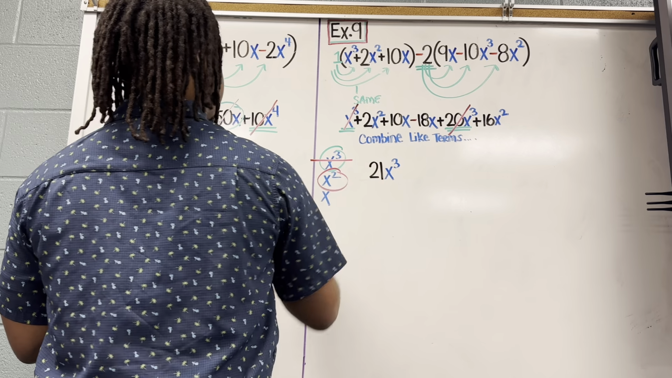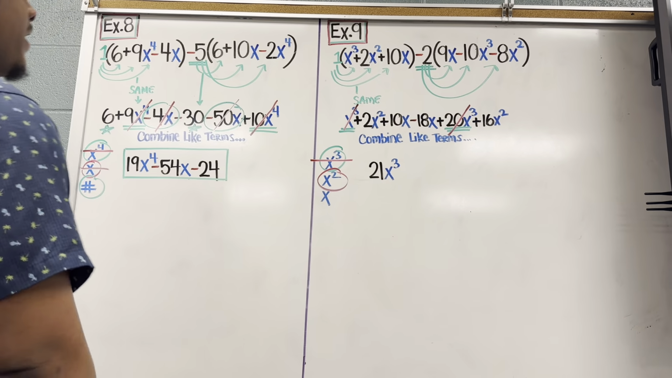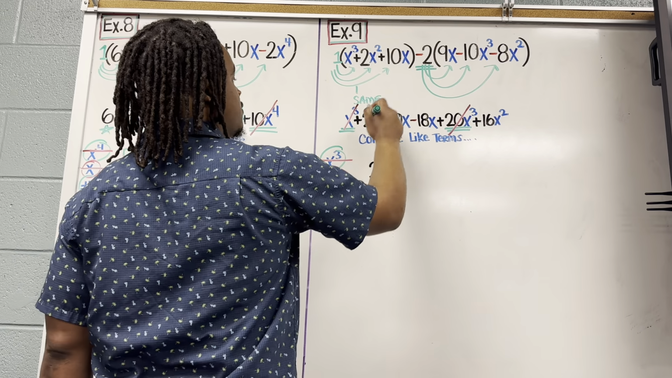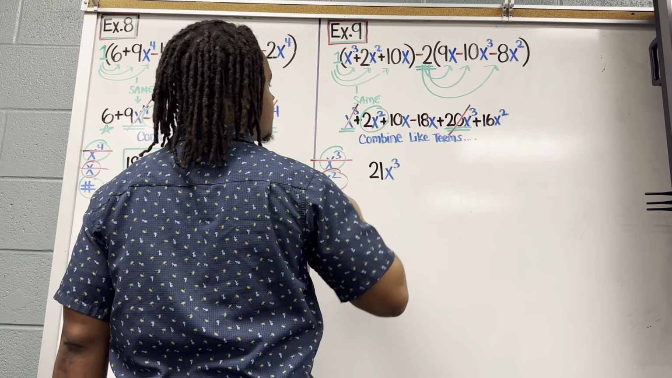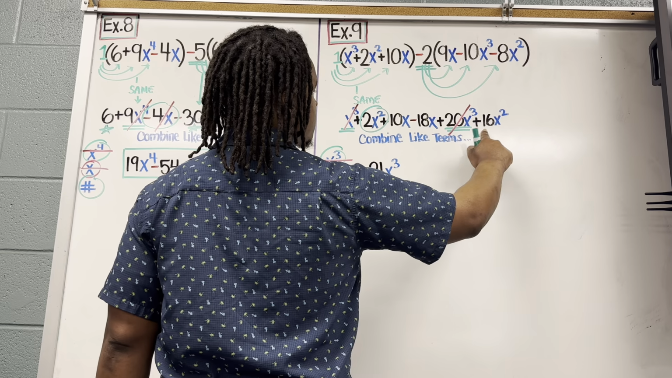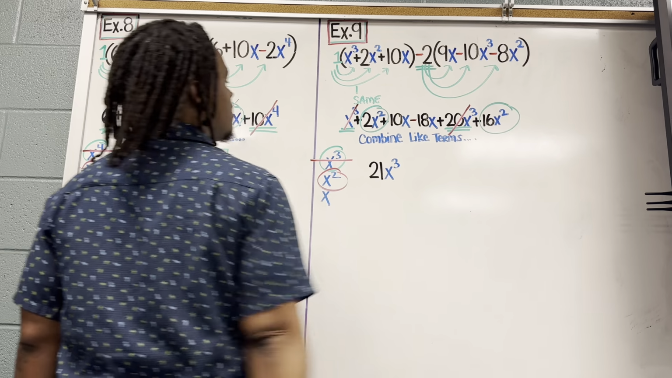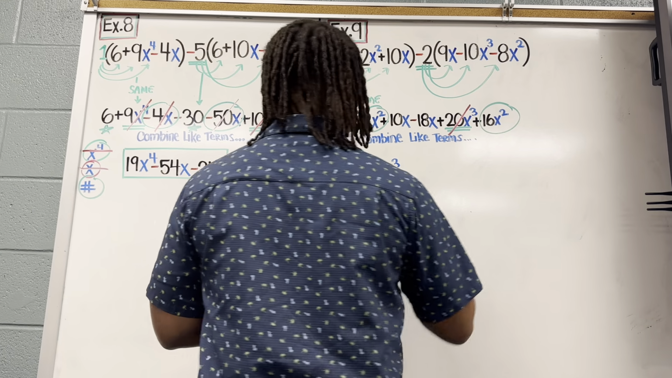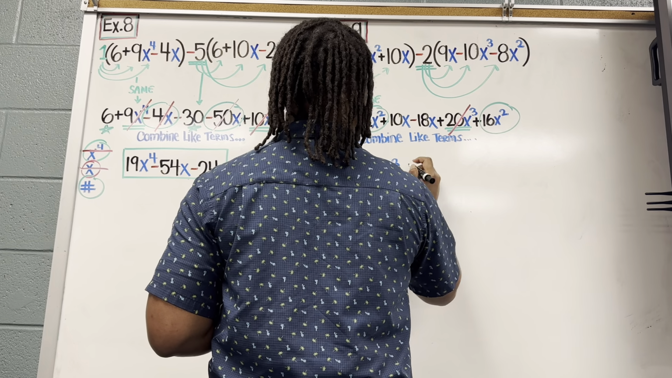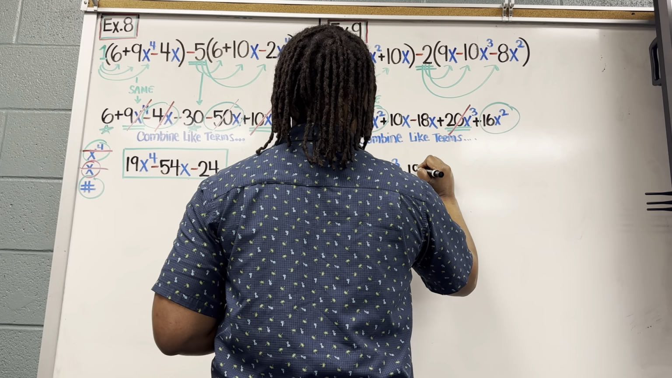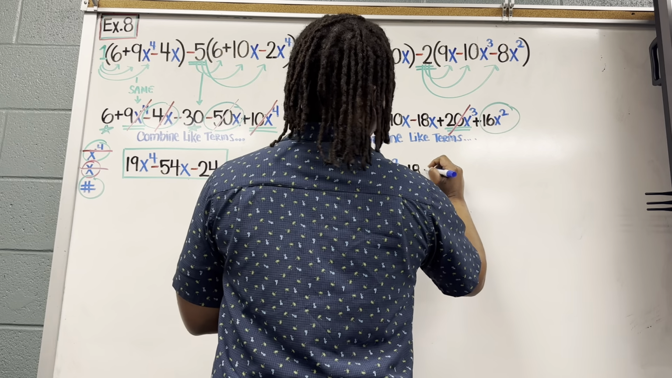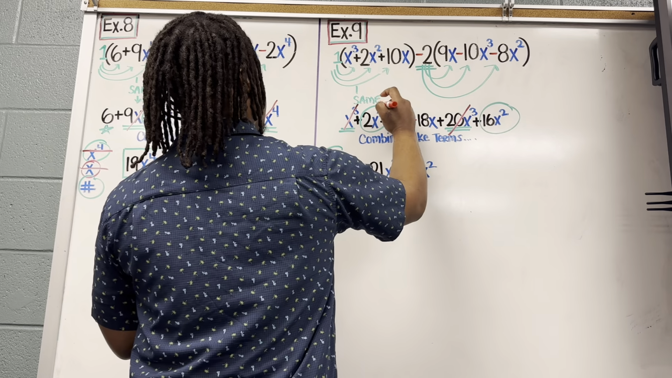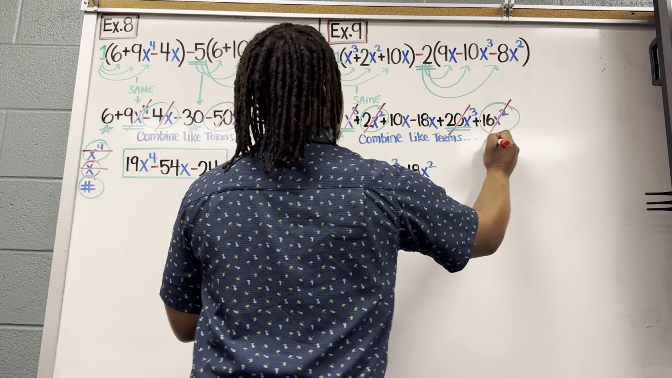All right, the next one is x to the 2nd power. Let's combine those particular terms. I see a positive 2x to the 2nd power, and I also see a positive 16x to the 2nd power. 2 plus 16 is 18. So if I combine those, that's going to be 18x to the 2nd power. Okay.